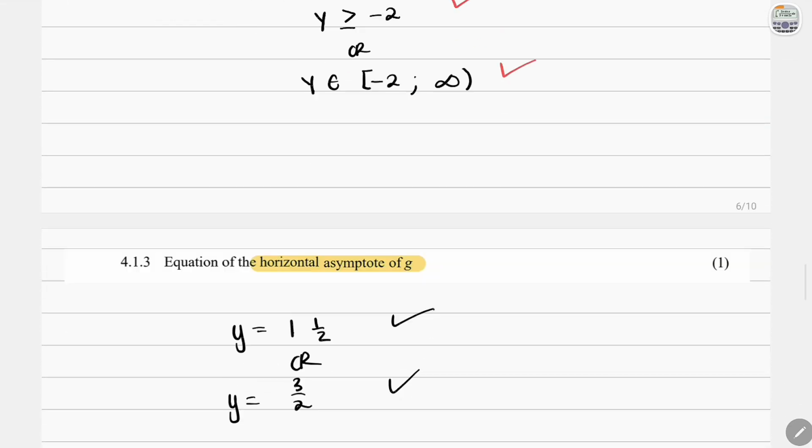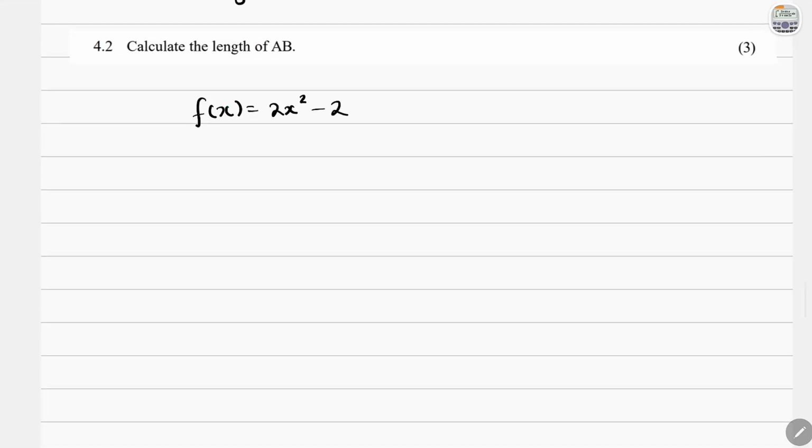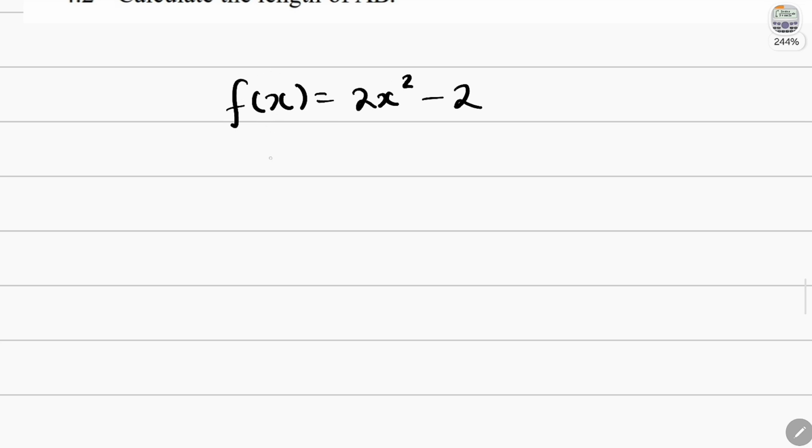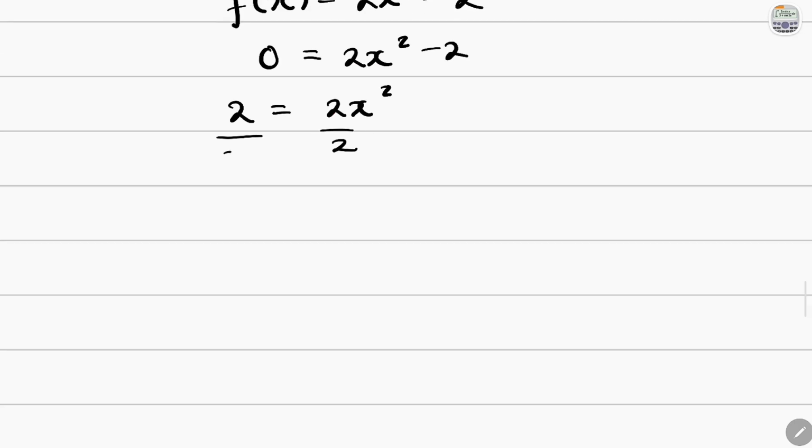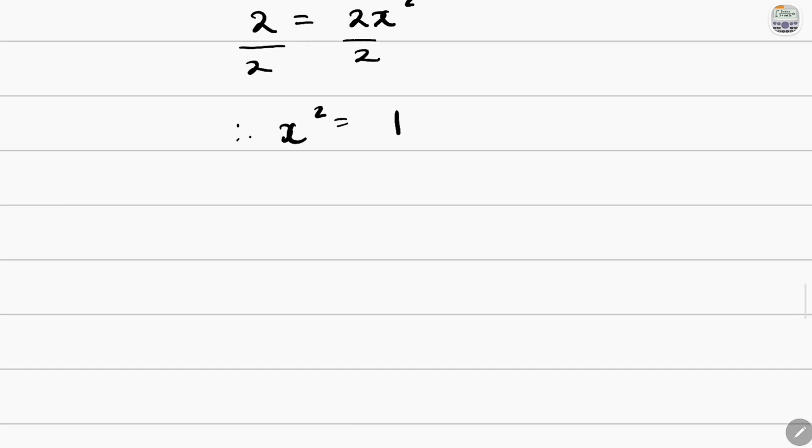Okay, so just take your function and then make y equal to 0. Okay, so make y equal to 0, which is f of x. So 0 equals 2x squared minus 2. And then we can transpose the 2 to make it positive. So 2 equals 2x squared. Get rid of the 2, divide both sides by 2. Therefore, x squared, okay, is equal to 1. And then solve for x.